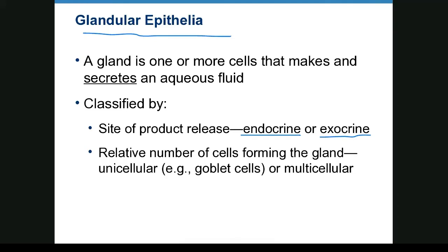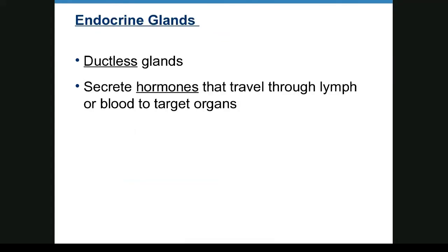Now, the only unicellular gland that we describe in the human is the goblet cell, which is in the gut between some of the epithelial cells to supply mucus. And that's just one example of where it is. Okay, endocrine are ductless glands. They secrete hormones that travel throughout the bloodstream and target specific organs.